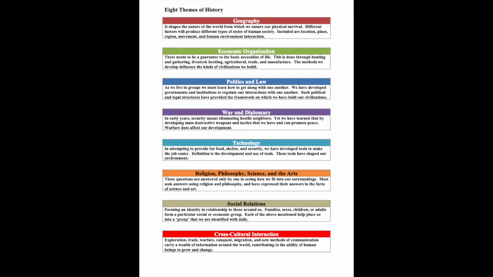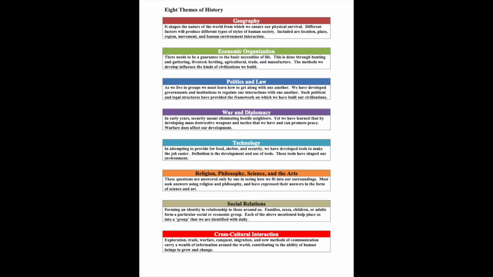So we have geography, and geography shapes the nature of the world from which we ensure our physical survival. And when we talk about that, we talk about the different factors that will produce different styles of human society. If you think about where we live, we have the four seasons, so we have to build our houses appropriately. We have to dress accordingly, and so on.